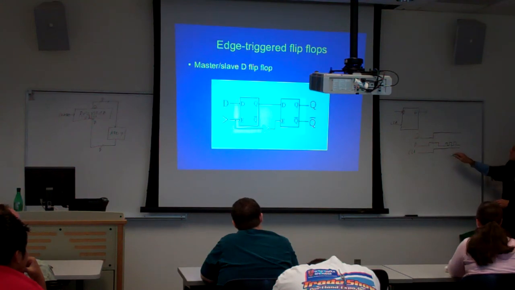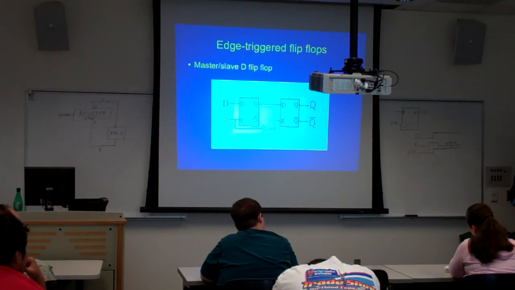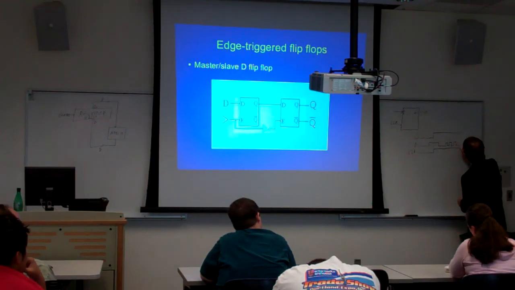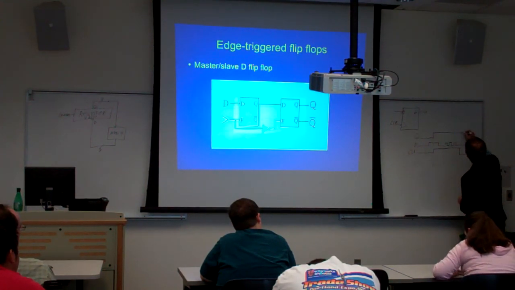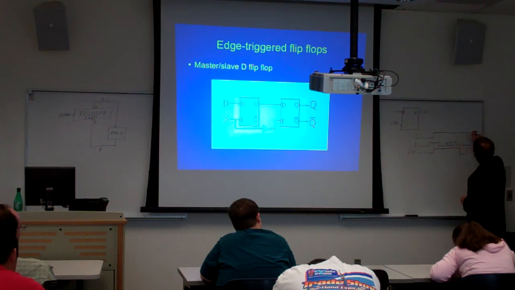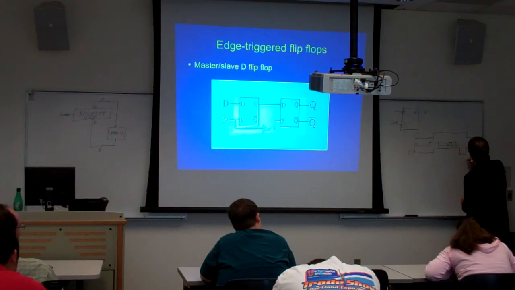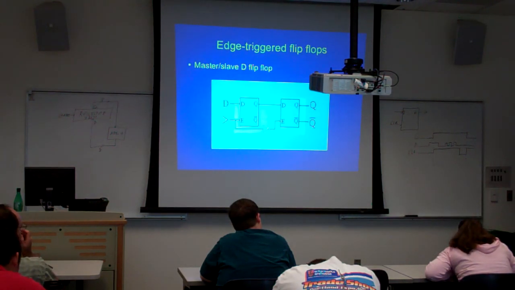On an edge triggered device, it's the transition of the clock, the enable line, that determines which bit gets loaded in. And once that bit is loaded in, it's in there forever, until you drop the clock and you raise the clock again. And when you raise the clock again, it samples the D input, which now is 0. That sets the output to 0. Fundamentally different behavior.